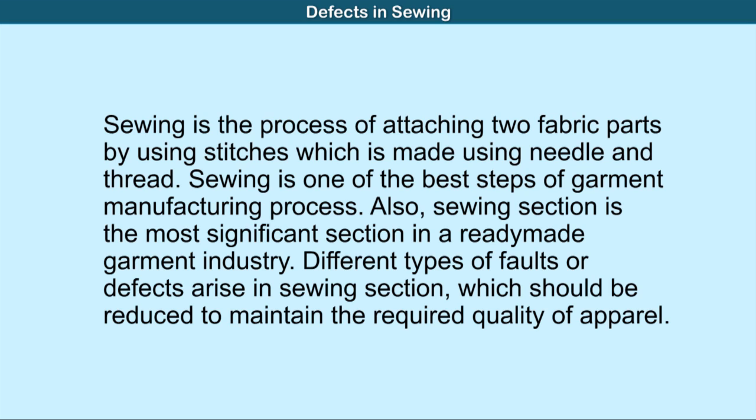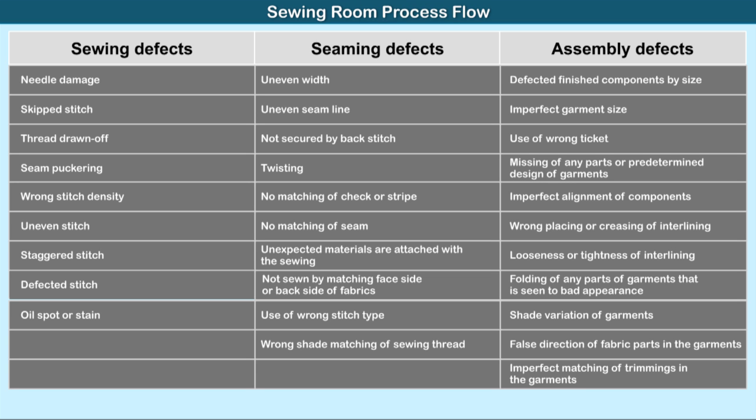Different types of faults or defects arise in the sewing section, which should be reduced to maintain the required quality of apparel. As its importance, let's see all the defects produced in the sewing section of a garment manufacturing factory, the types of defects found in the sewing section.